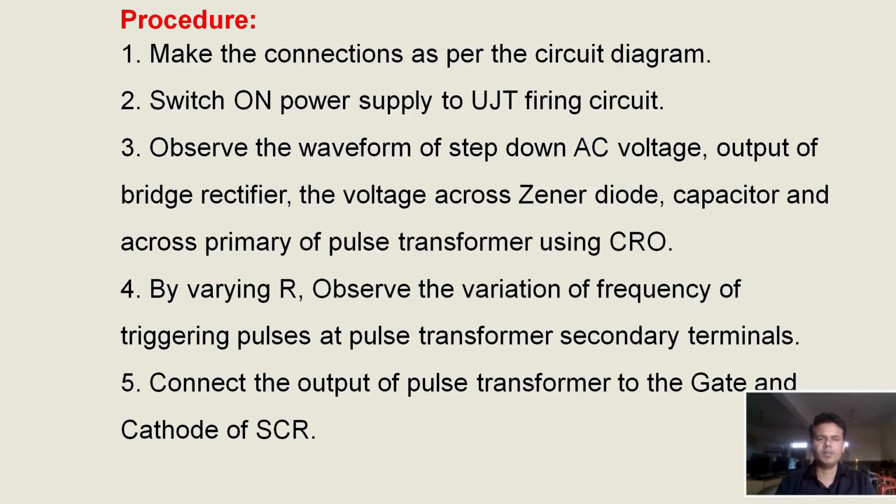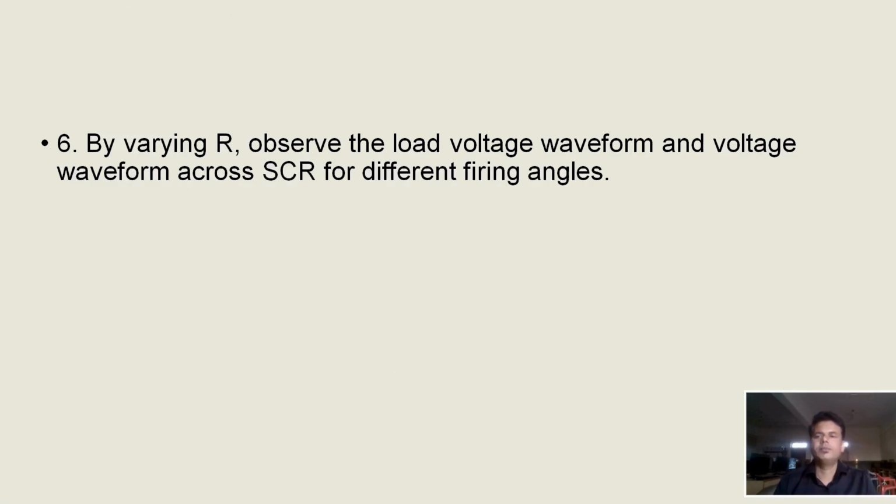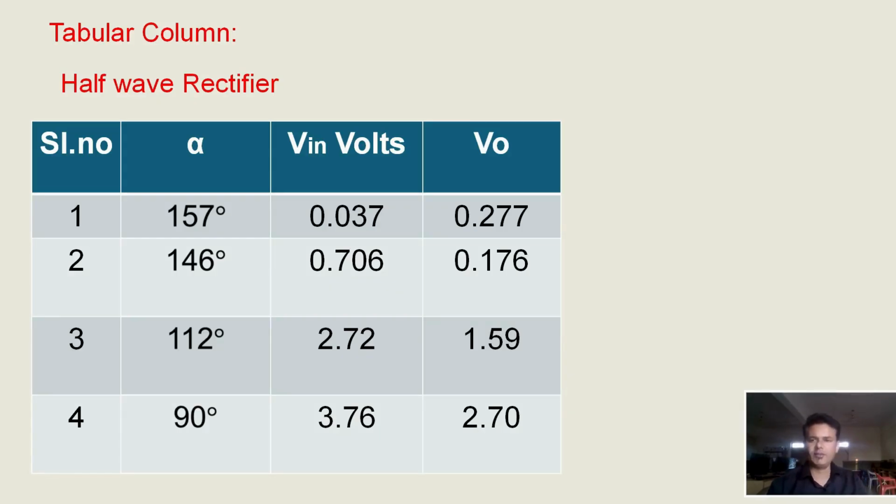By varying R, observe the variations of the frequency of triggering pulses at the pulse transformer secondary terminals. Connect the output of the pulse transformer to the gate and cathode of the SCR. By varying R, observe the load voltage waveforms and the voltage across the SCR for different firing angles. So this is alpha for different values, and these are the various voltages we have obtained. Let us make the connections in real time.